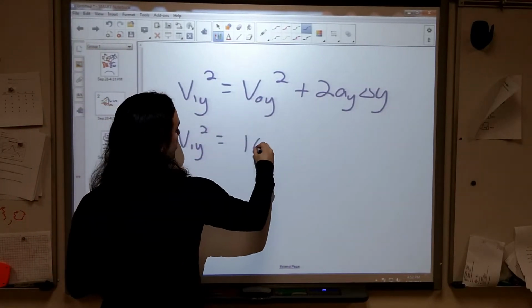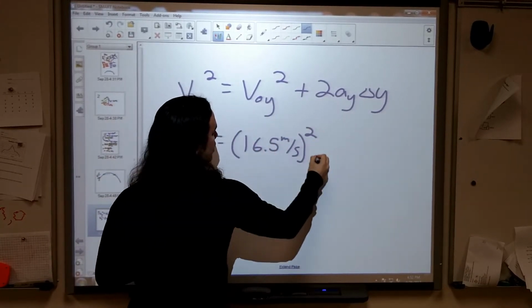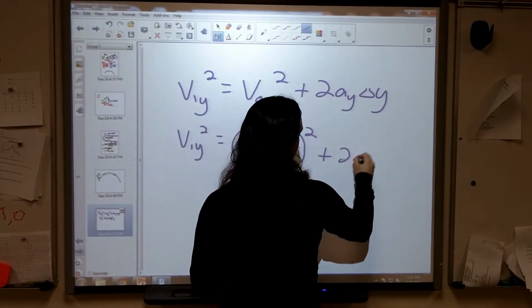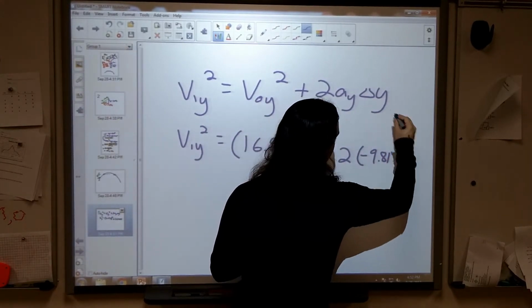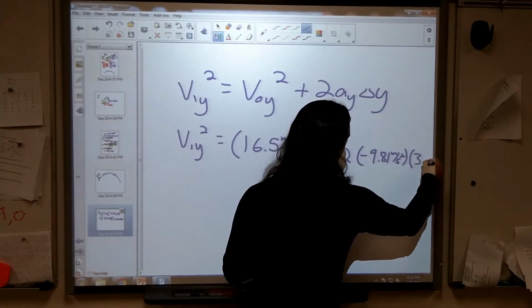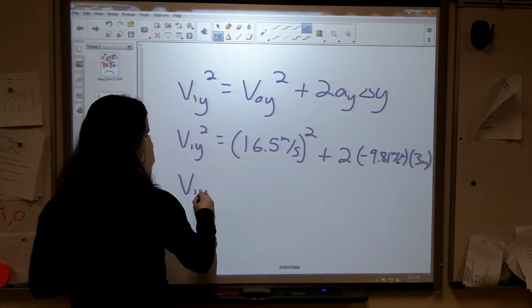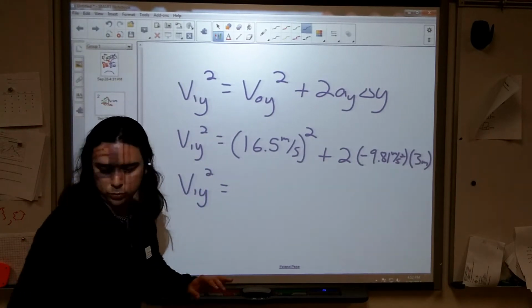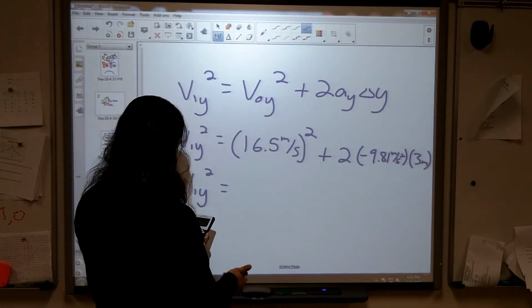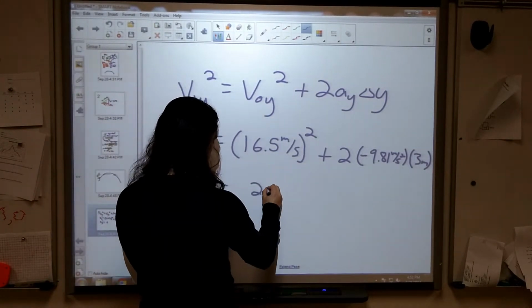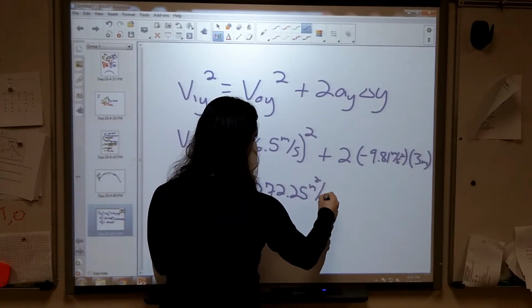Our initial velocity in the y was 16.5 meters per second, quantity squared, plus 2 times negative 9.81 meters per second squared times delta y, which was positive 3 meters. All right, I'm going to multiply some of this stuff out. We get v1 final squared equals 16.5 quantity squared is 272.25 meters squared per second squared.